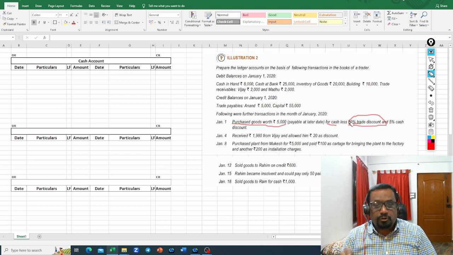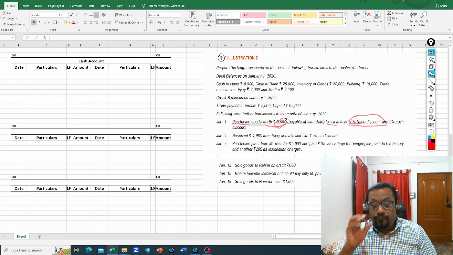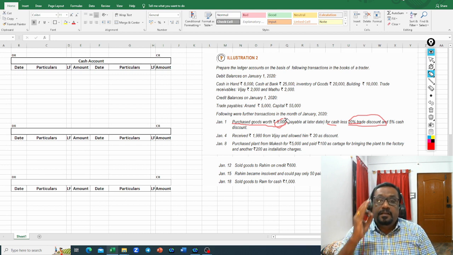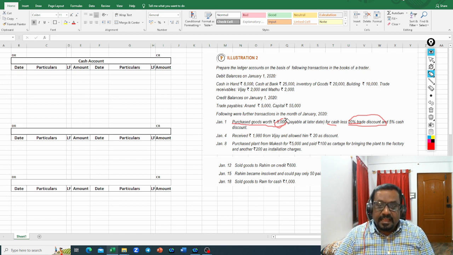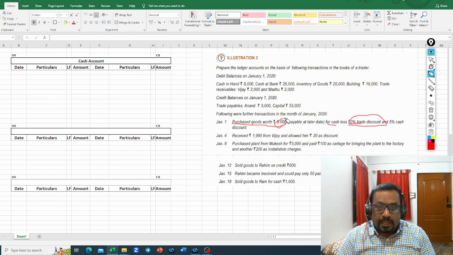What you need to do is calculate this 20% straight away on 5,000 and arrive at the net purchases. A trade discount is given to the buyer at the time of purchasing the goods. While we are negotiating or purchasing the goods itself, they gave a 20% discount. That 20% will be treated as a trade discount, and a trade discount need not be shown in the books of accounts. That is very clear, right?